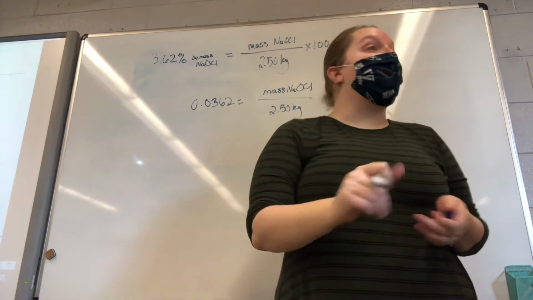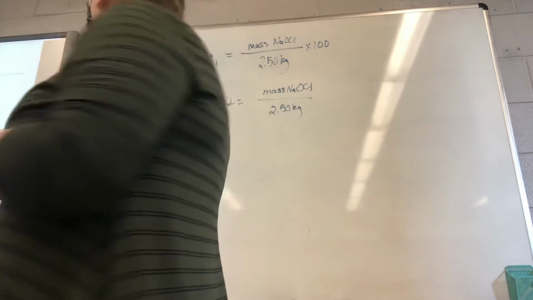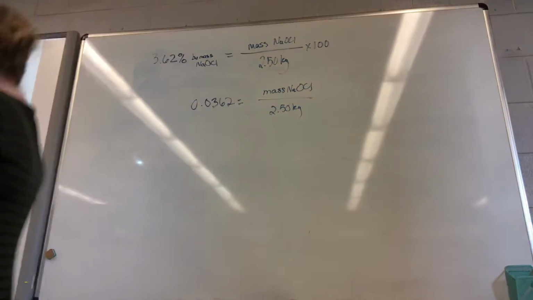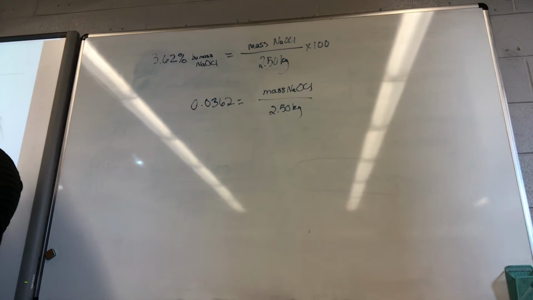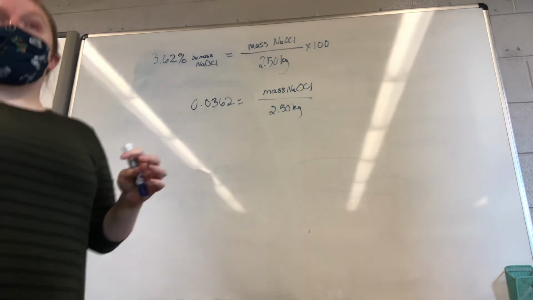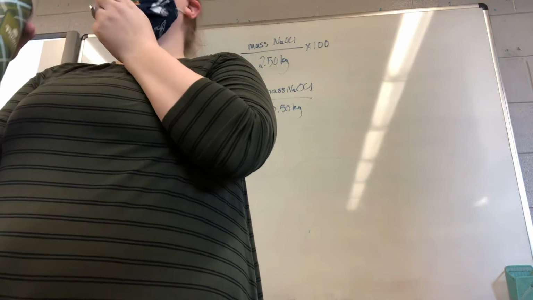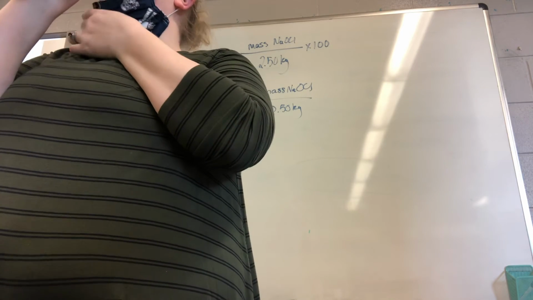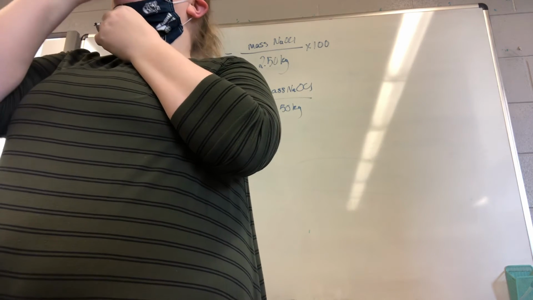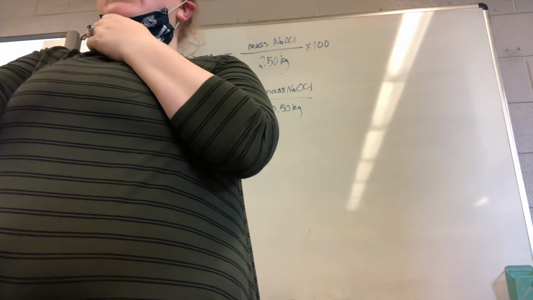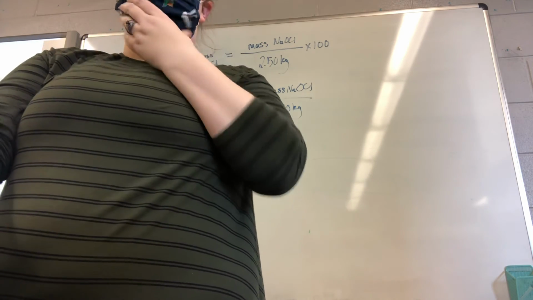From there, you should be solving. Yes? Does the 2.5 already include the... Yes, because that's the 2.5 kilograms of the bleaching solution, which contains the NaOCl. It gave you the total mass on purpose. You couldn't calculate it if you didn't. You'd have too many variables if you didn't.